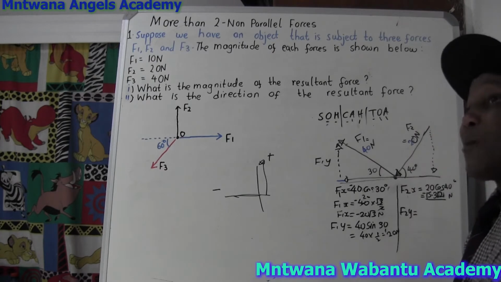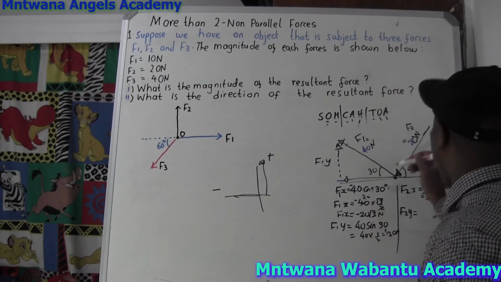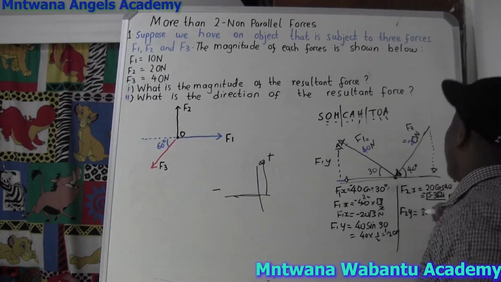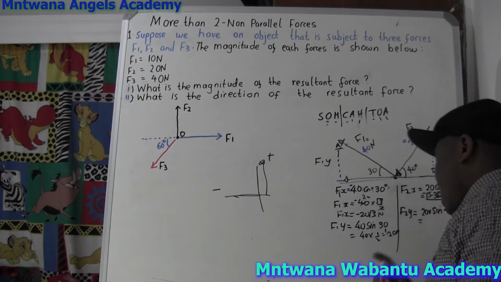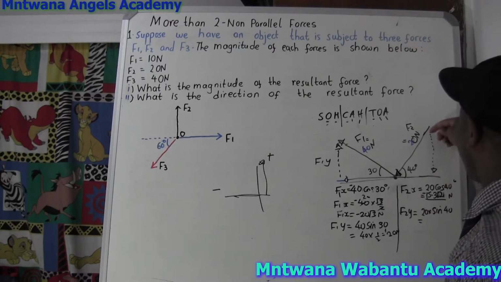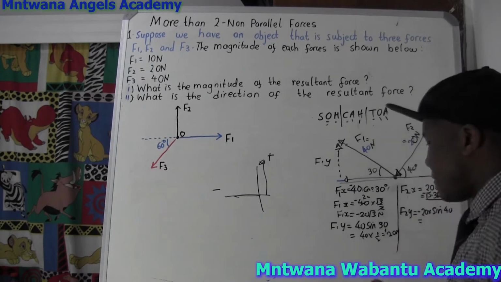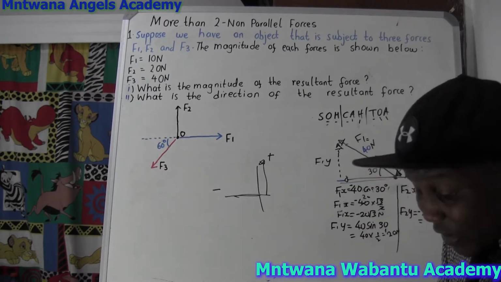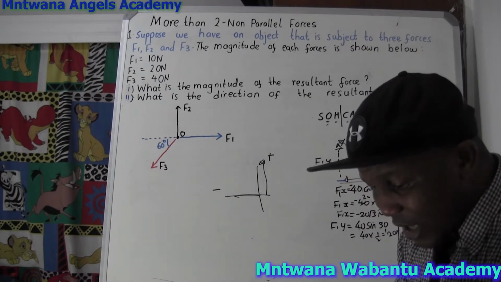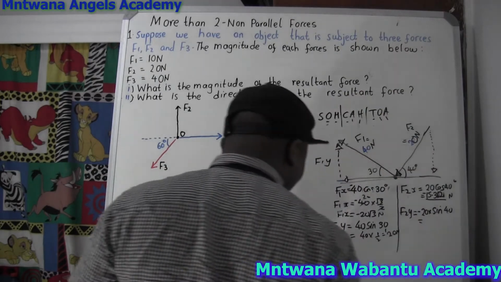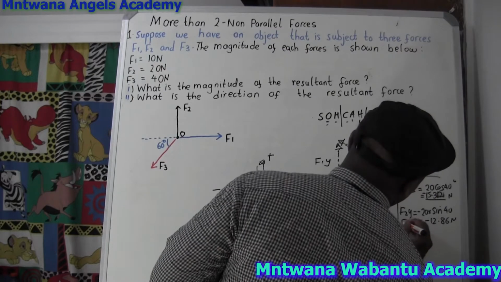We know vertical means sine. Anything vertical is sine. So we must take the hypotenuse, which is 20, times sine of the angle, which is 40. But which direction? Look at the arrow: it's moving down, so it must be negative here. So 20 multiplied by sine of 40 equals 12.8555, so negative 12.86 Newton. This is F2y.